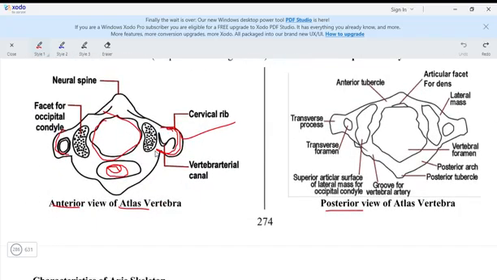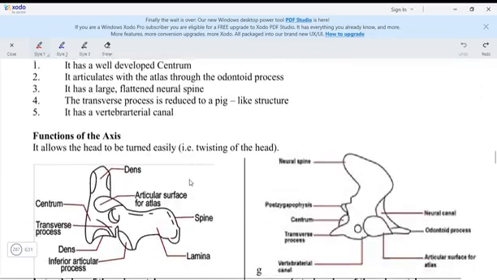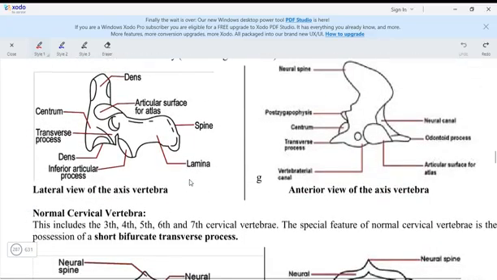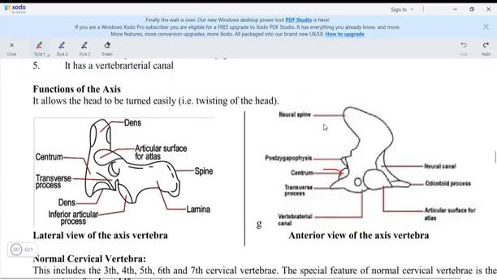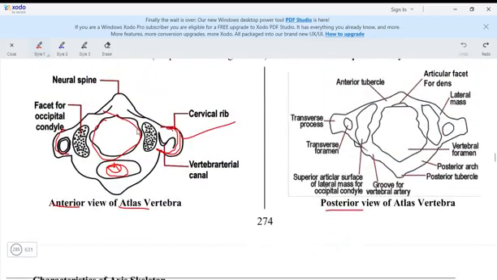So the atlas, the centrum will not be visible until you place the axis. When you place the axis, it will now show you the centrum. So this is the centrum here. When you connect it with this atlas, then you can see the centrum showing.